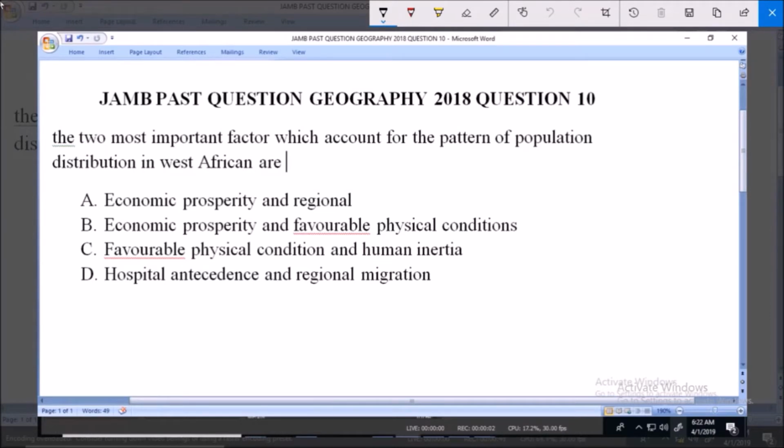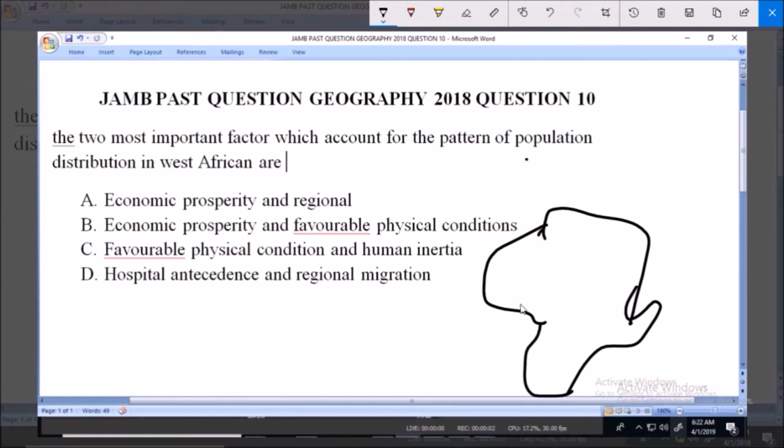Now, when you look at West African nations, you'll find out that there is normally migration. If this is Africa, you have Nigeria here, you have Benin, Ghana and other ones. This is the West African region. You find that there is much migration towards where we have favorable economic prosperity and also good weather conditions and other things.